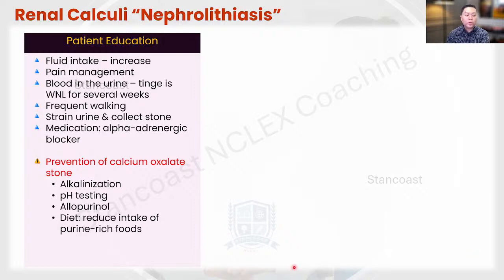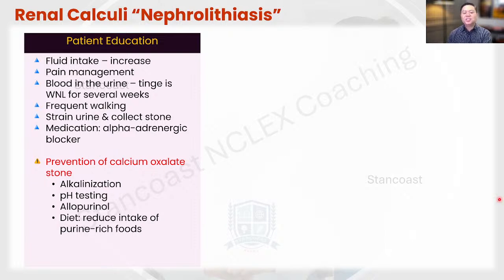And here we go. The doctor will prescribe them the intake of allopurinol to lower the uric acid. Okay, and this is for the uric acid type of stone, not the calcium oxalate.